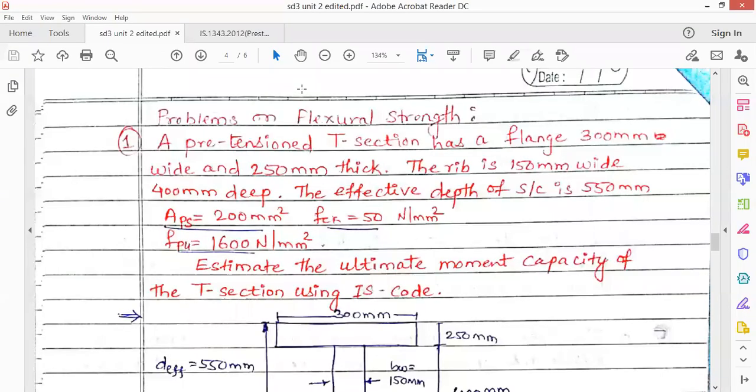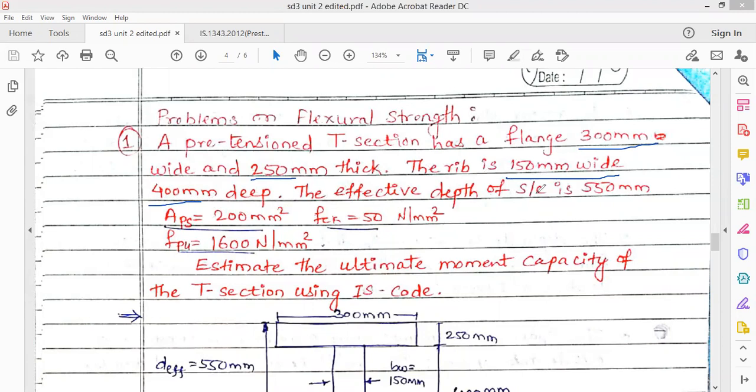Okay, we have the first problem. A pre-tensioned T section with the dimensions provided here. It has a flange with a width of 300 mm and a thickness of 250 mm, and the rib, meaning the web, is 150 mm wide and 400 mm deep. That is the width of the rib or web and the depth of the rib.